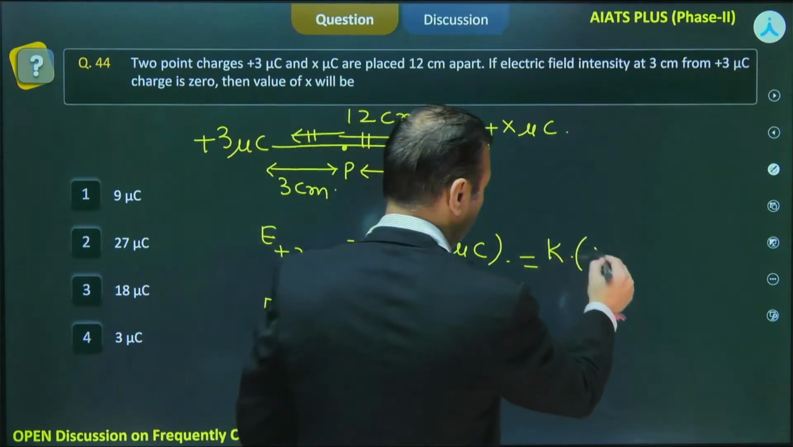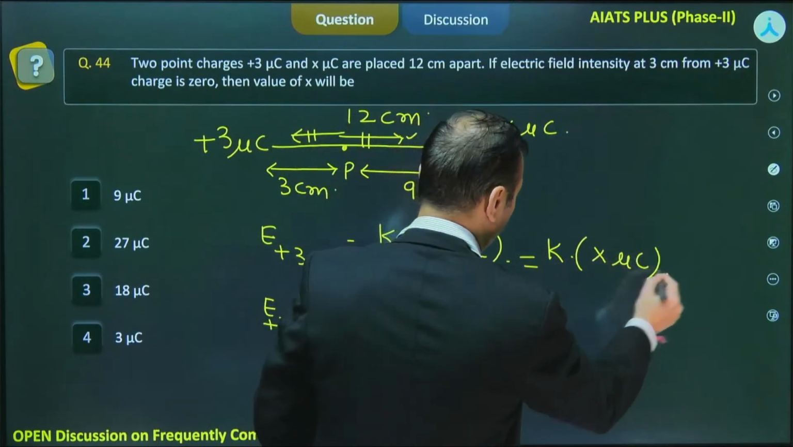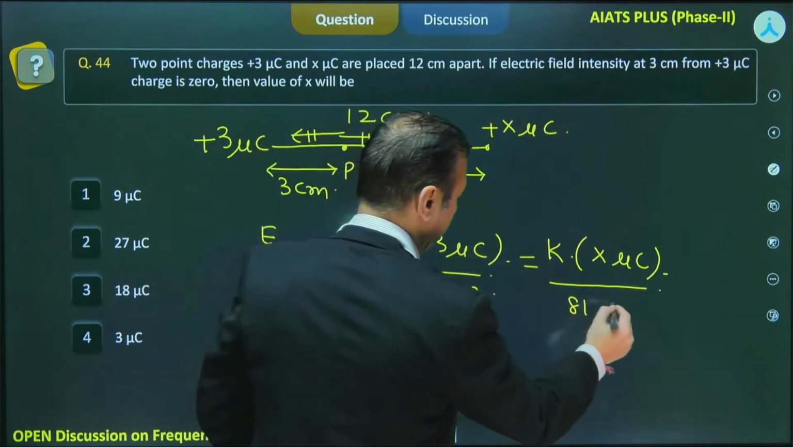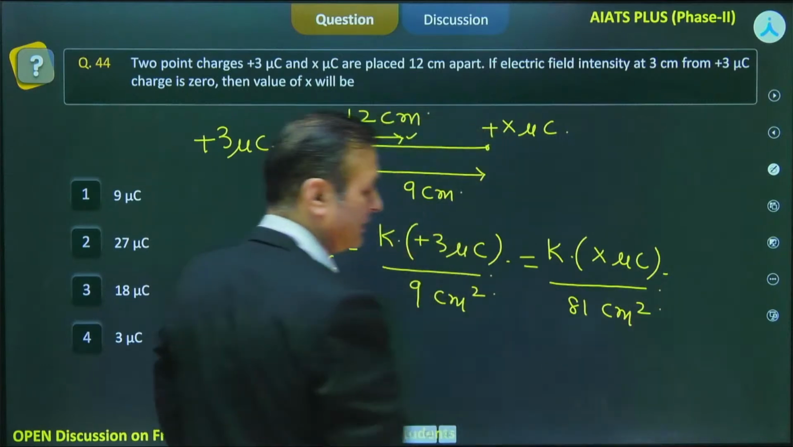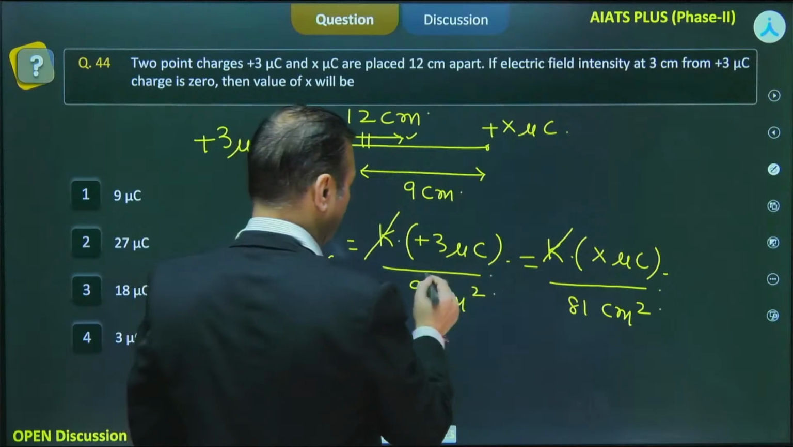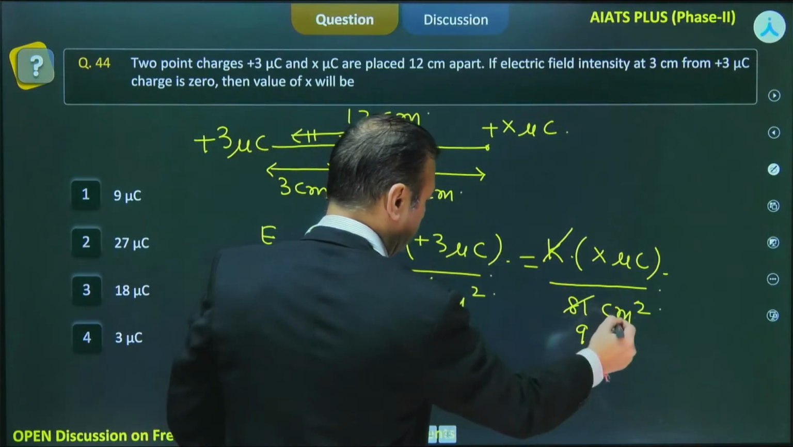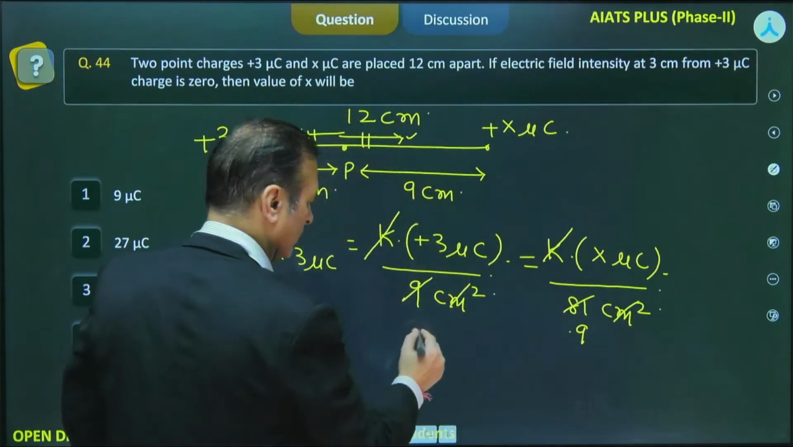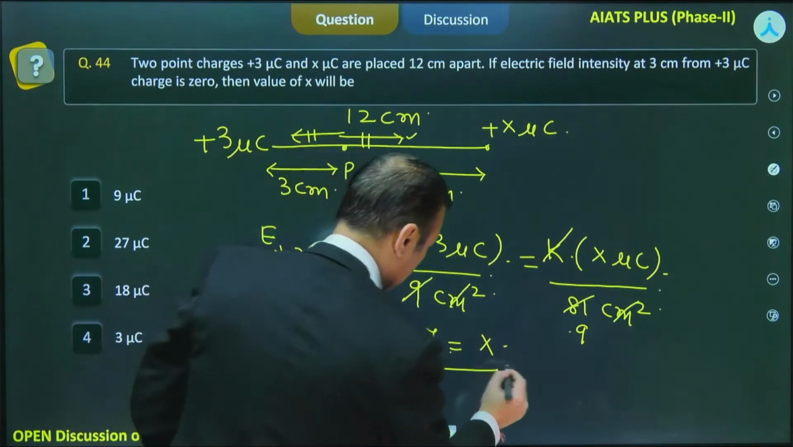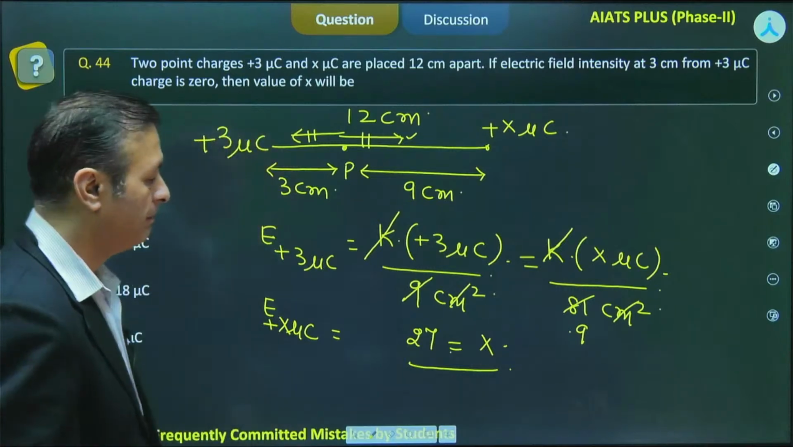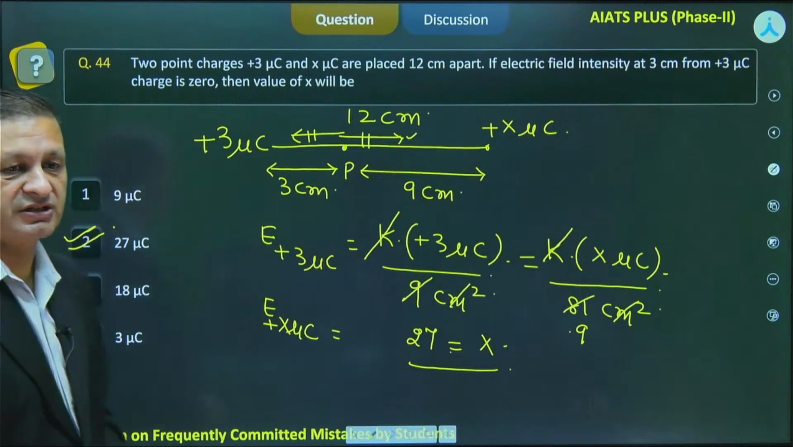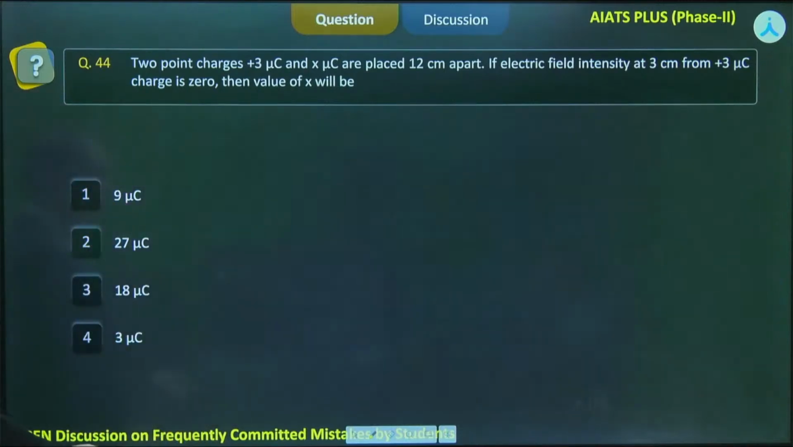So this is x microcoulomb and this is 9 centimeter, so this is 81 centimeter square. When you equate it, this 9 centimeter square goes with this one. So 9 3s are 27, that is the value of x, and that comes out to be in microcoulomb. So this is the answer in microcoulomb.